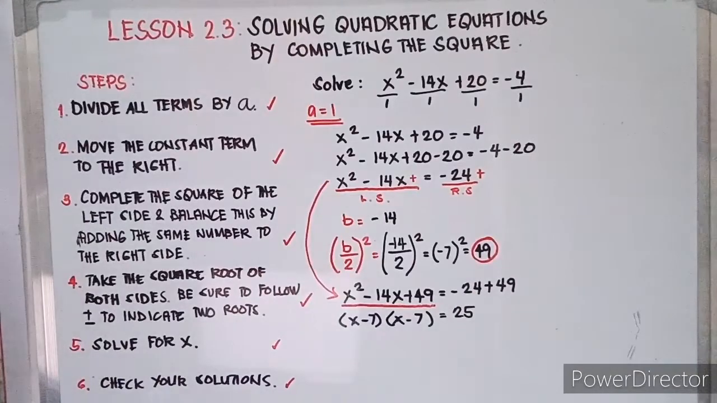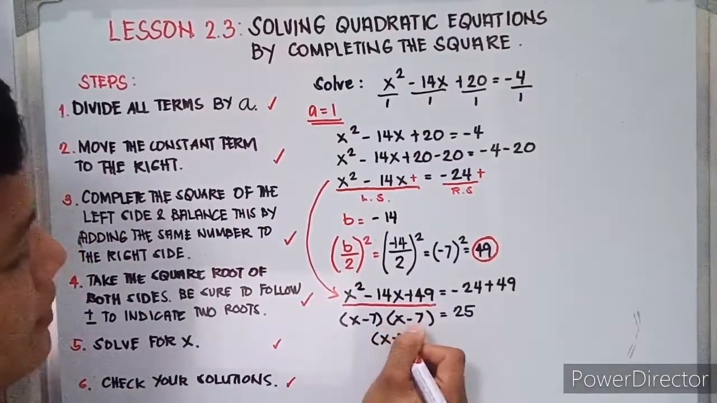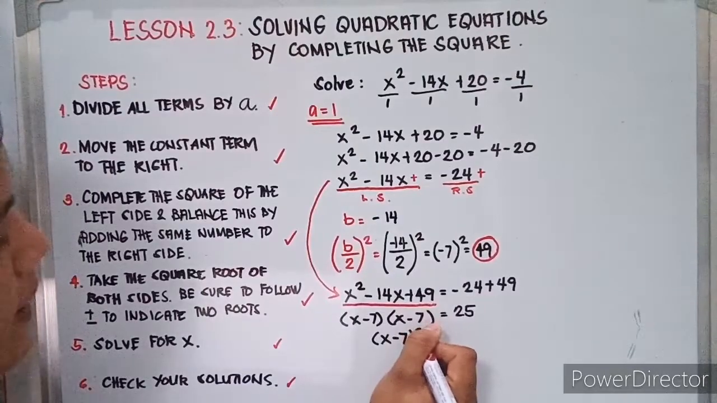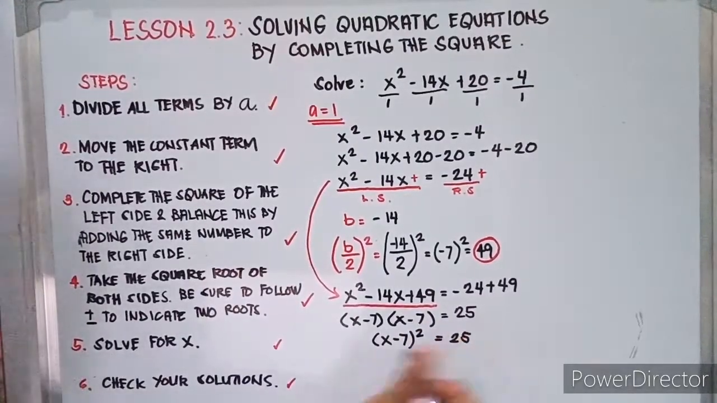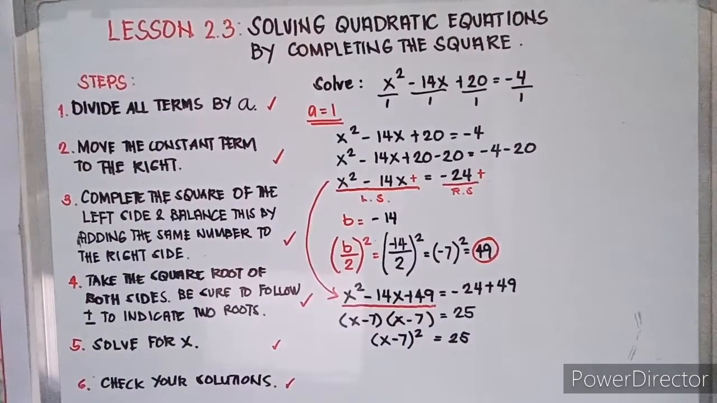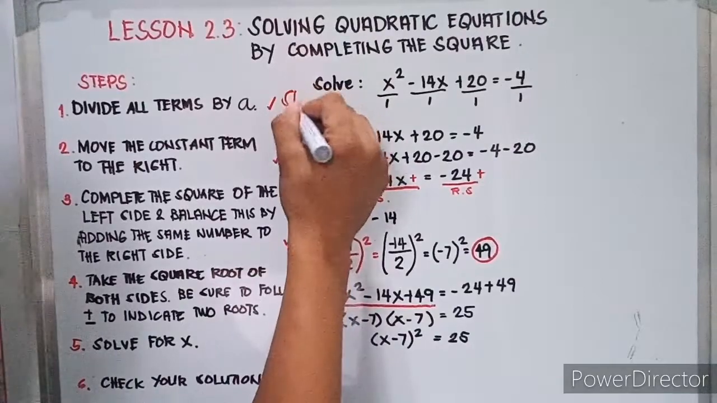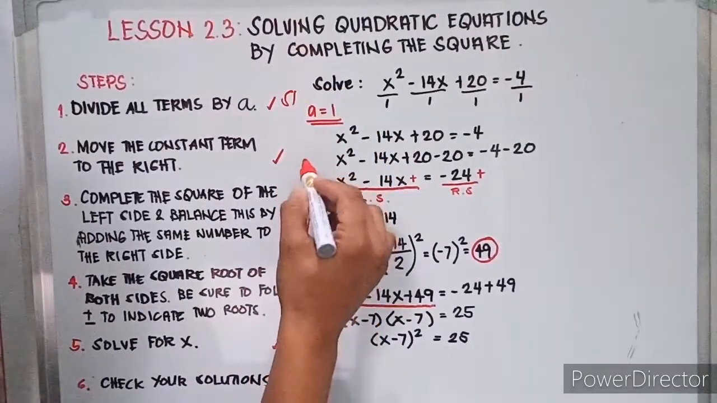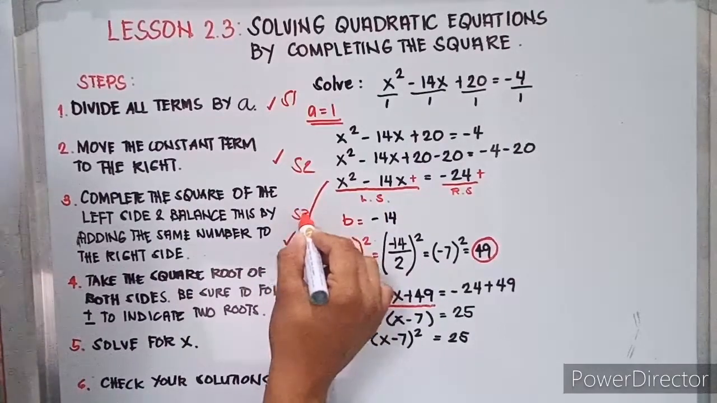Then, since we have two factors of x minus 7, we can rewrite this as x minus 7 squared equals 25. So that is step 3. Here we have step 1, this is our step 2, and this is our step 3.